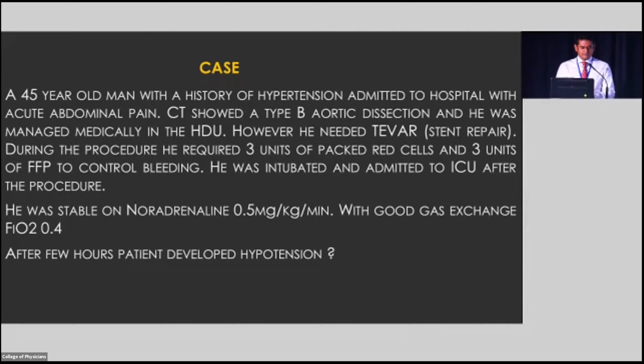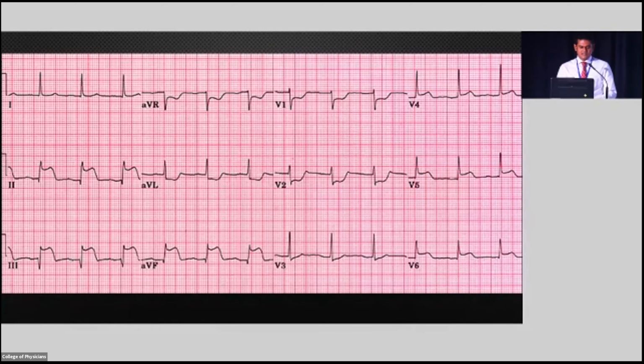Now, this is a middle-aged man coming with type B dissection, had a stent repair with some bleeding, coming to the ICU with some vasopressor support, and a few hours later, the patient develops hypotension. So this is the ECG that this patient has. And clearly what you can see in the ECG, there are definite ST elevations in 2, 3, aVF with probable reciprocal changes in the anterior leads as well.